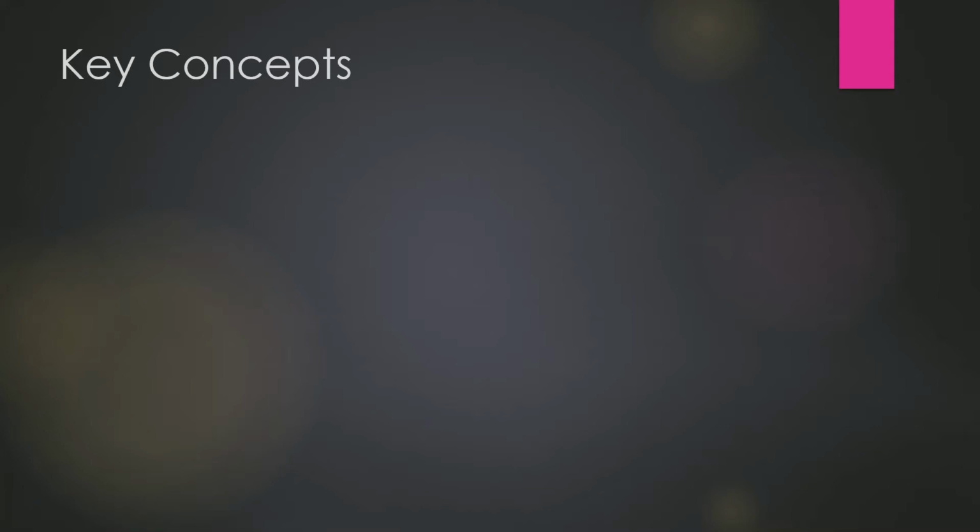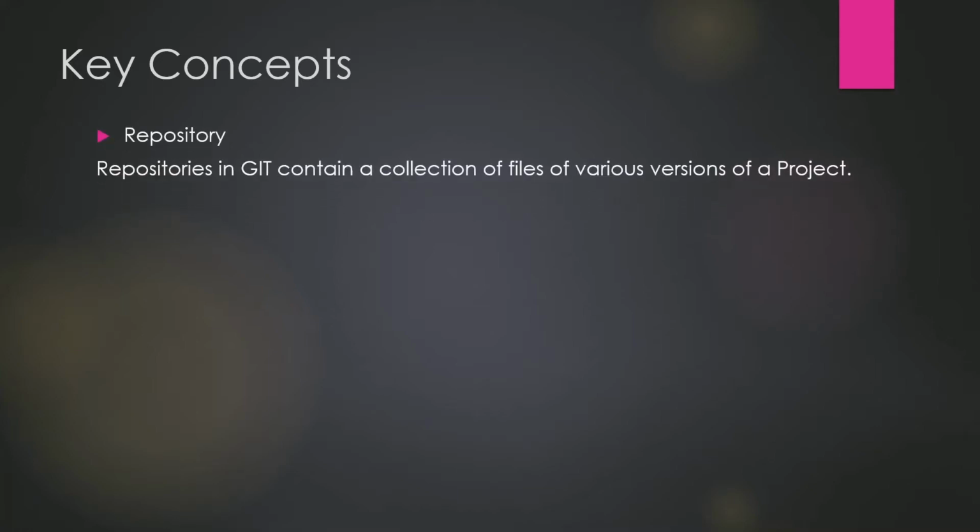In today's video, we are going to talk about the key concepts that you need to remember in Git. So let's get started. First of all, we are going to talk about repositories. Repositories in Git contain a collection of files of various different versions of a project. These files are imported from the repository into the local server of the user for further updates and modifications in the content of the file. A VCS, or version control system, is used to create these versions and store them in a specific place termed a repository.